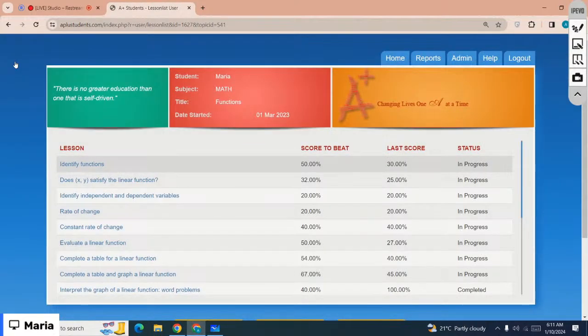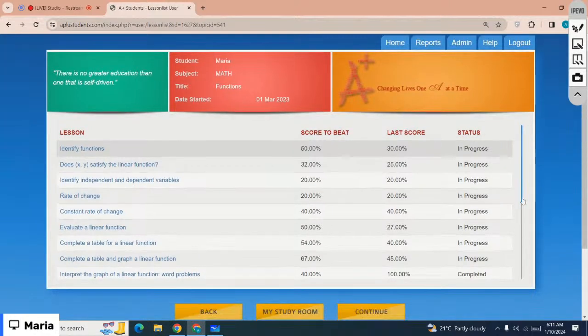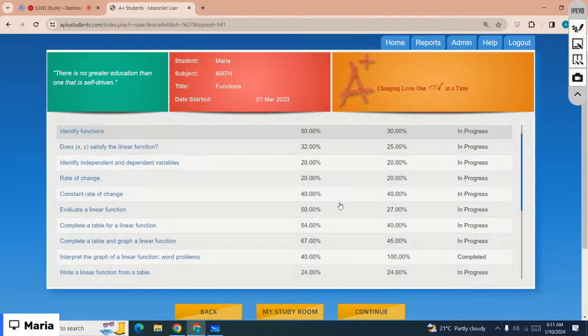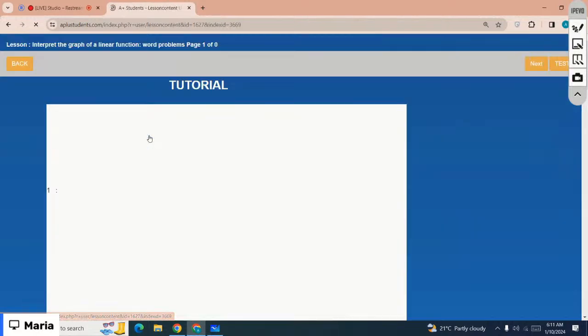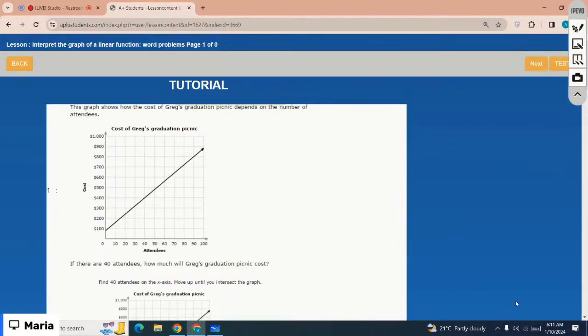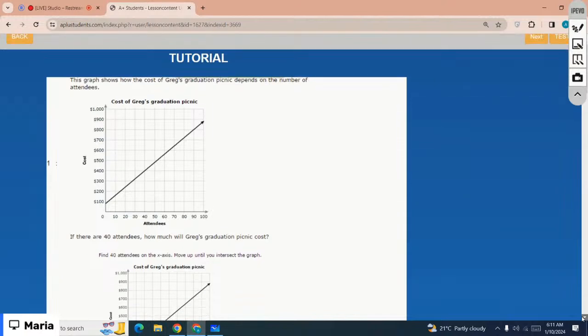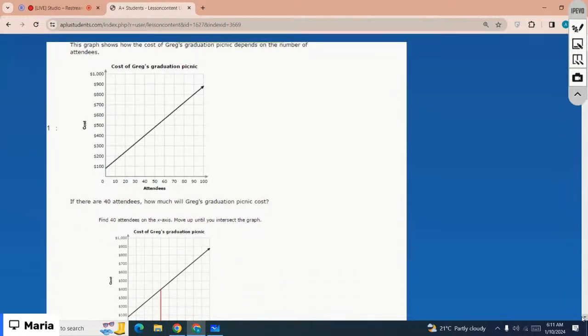The next lesson is interpret the graph of a linear function word problems. Okay, this graph shows how the cost of Greg's graduation picnic depends on the number of attendees. If there are 40 attendees, how much will Greg's graduation picnic cost?